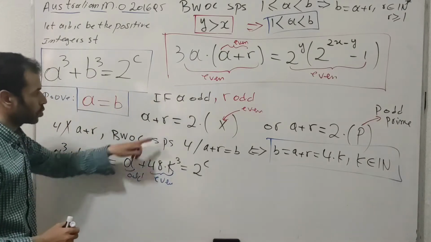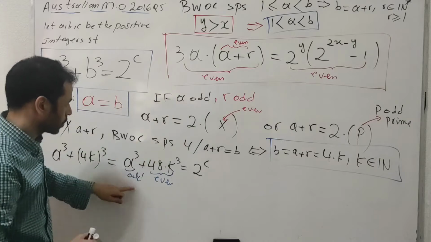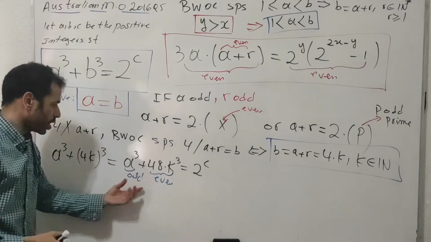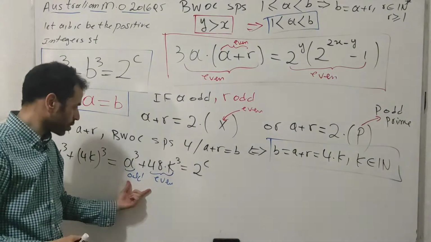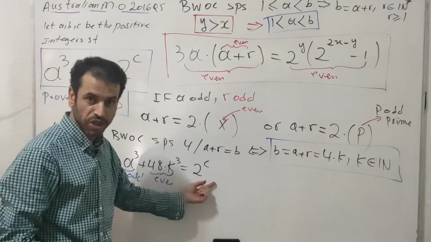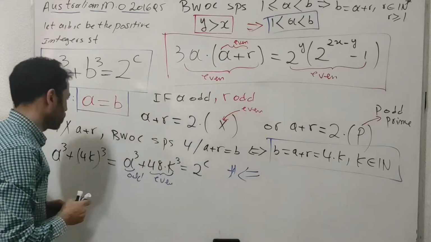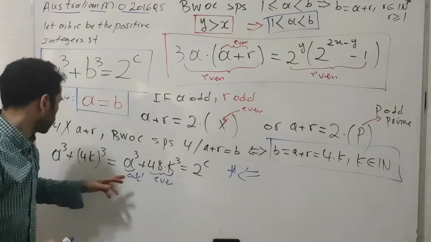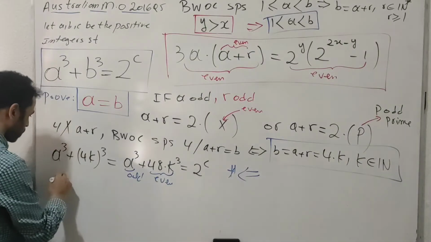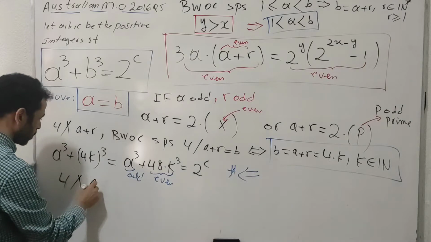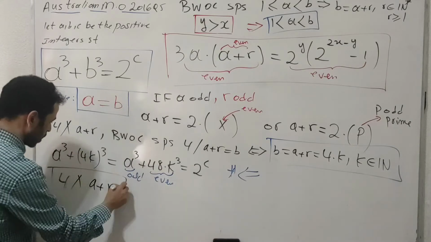Okay, because we have chosen this one to be odd. So now the left hand side of this equation becomes odd, but the right hand side of this equation is even, which contradicts our assumption. Okay, so what contradicts here? That means 4 does not divide A plus R. That's what we have shown.